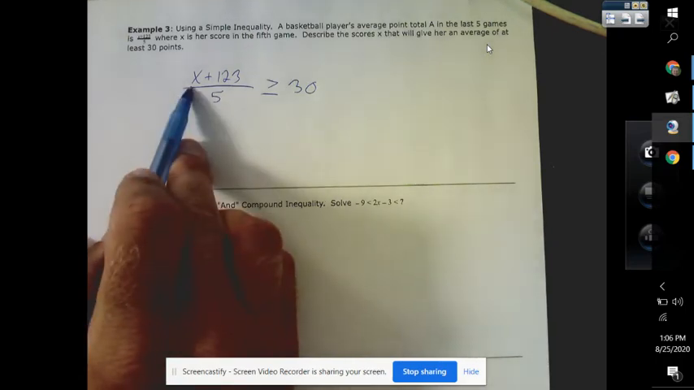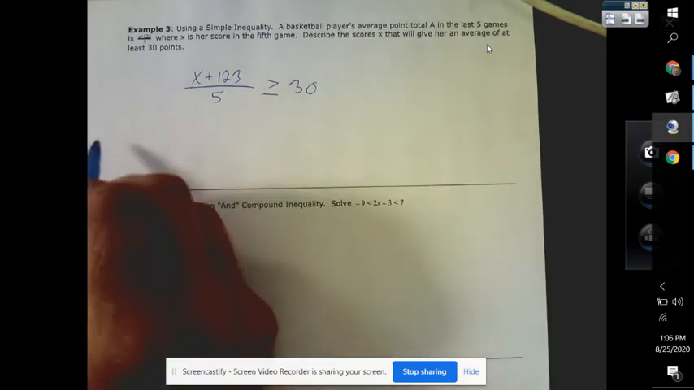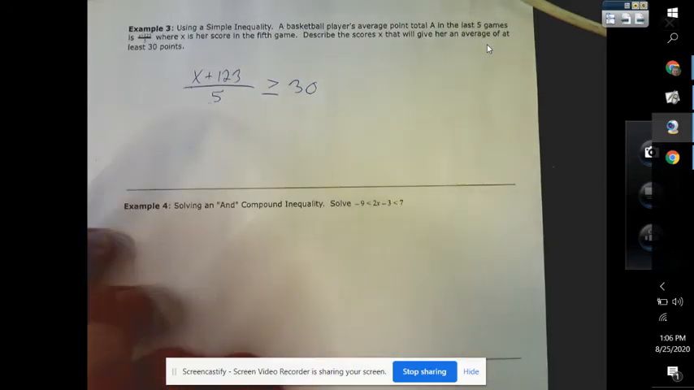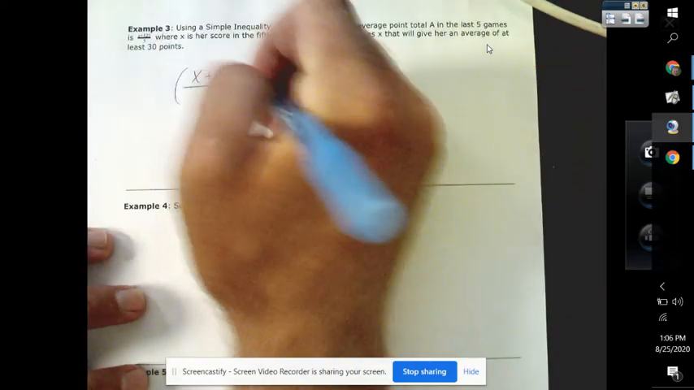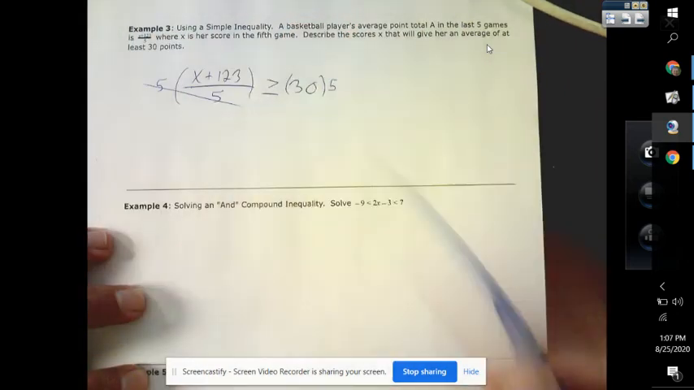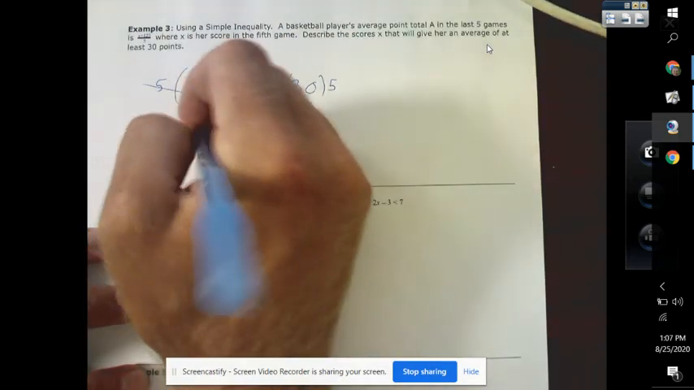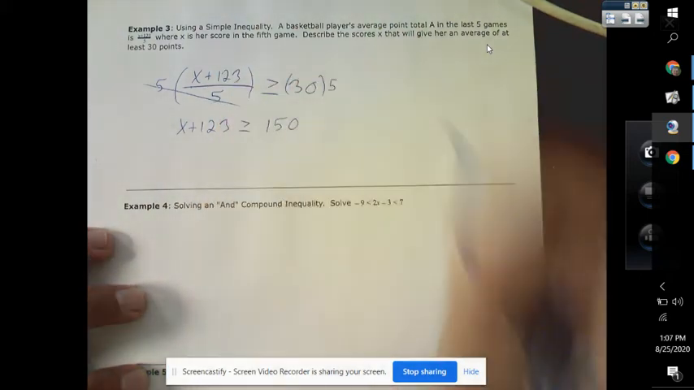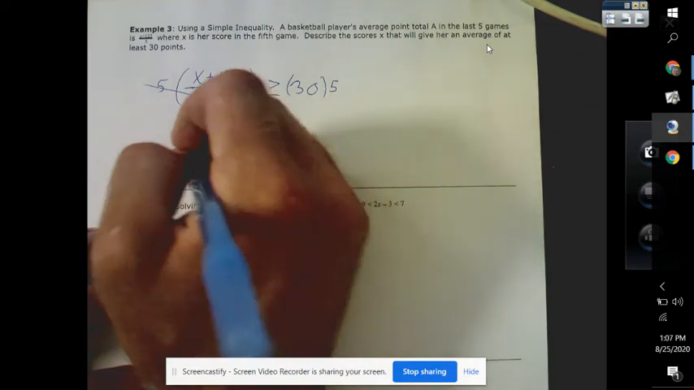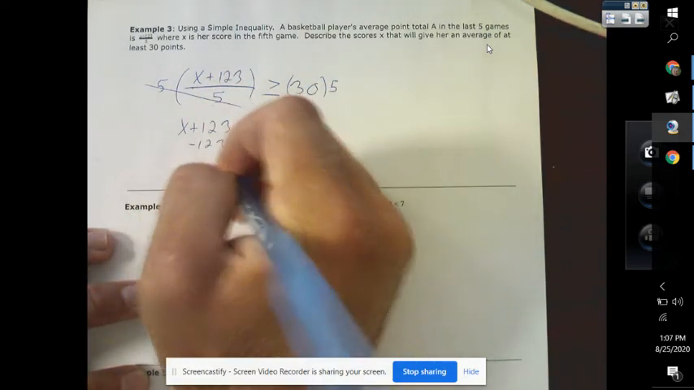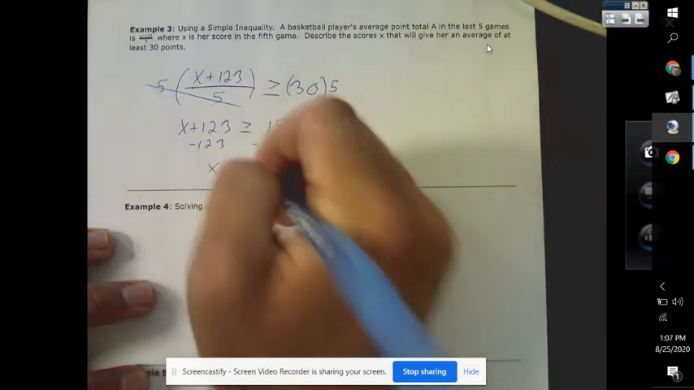So this is the score of our fifth game. Well, again, I don't like working with fractions. I don't really feel whole working with them, so I gotta get rid of this divide by 5. So we can multiply both sides by 5. Cancels out. x plus 123 is greater than or equal to 150. Okay. You can subtract 123 from both sides. x must be greater than or equal to 27.